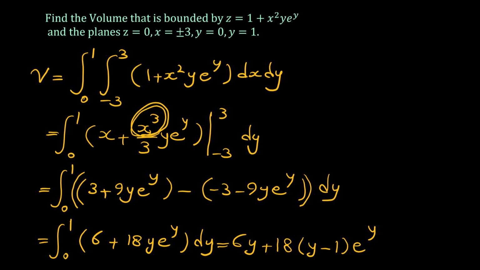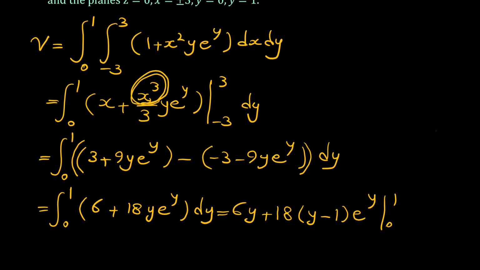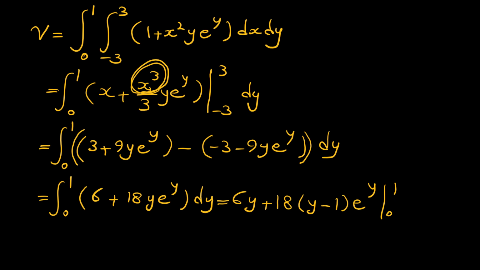So this is the integral of this expression. All of this should be from 0 to 1. If we plug in 1 for y, we have 6 times 1, 6 plus. If we plug in 1 here, all of this is 0. 1 minus 1 is 0, so we have plus 0. Minus, now we have to plug in 0. If we plug in 0 here, 6 times 0 is 0.